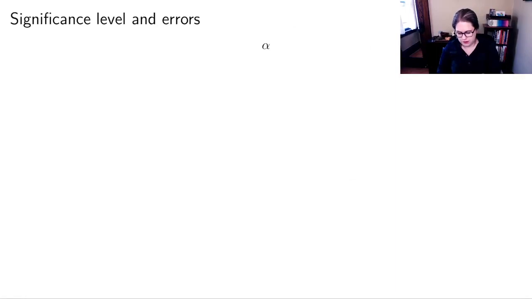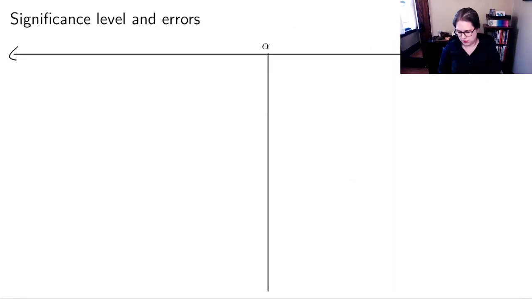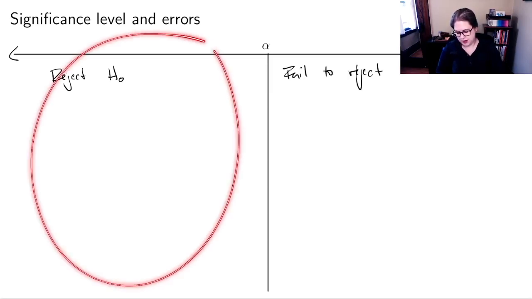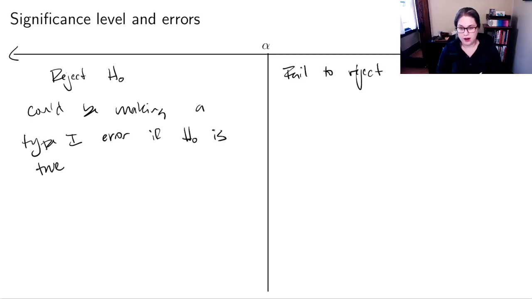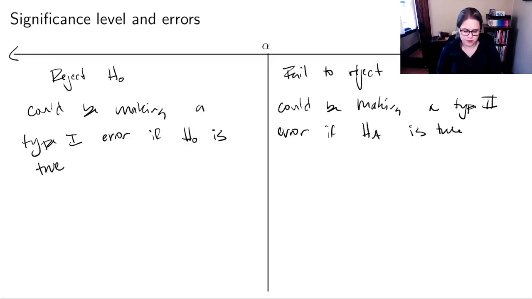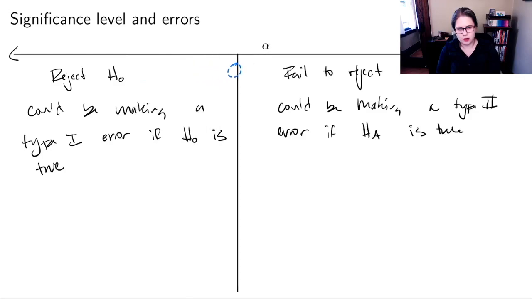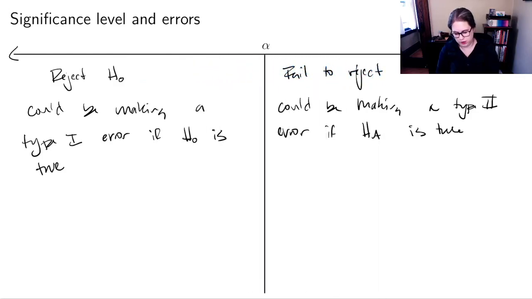So you can think about this alpha level as sort of like a line in the sand. If you're less than alpha, then you're going to reject the null hypothesis. But if you are greater than alpha, you're going to fail to reject. If you're on this side and you've rejected the null, you could be making a type 1 error if the null hypothesis is true. And if we fail to reject, we could be making a type 2 error if the alternative hypothesis is true. So we could move around this line, the alpha line, right? We could make it smaller or bigger depending on what was the most important to us.